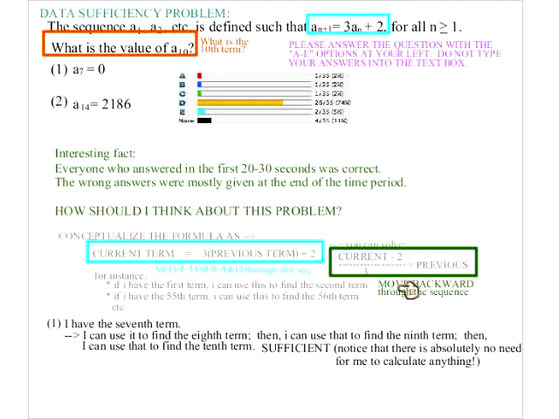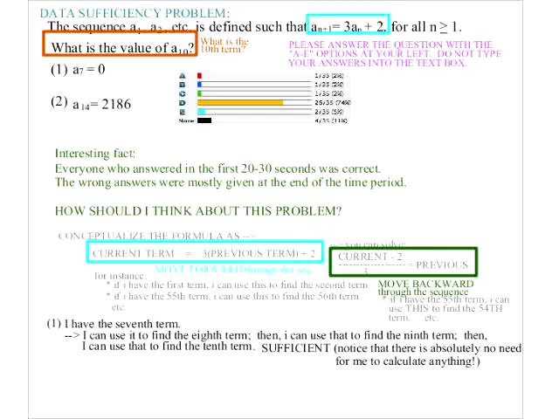Not all sequences will let you solve like this, but in this case, if you just move the 2 and move the 3 over, you can work backwards. So like if I have the 55th term, I can use this to find the 54th term. So I can work backwards through the sequence as well. Smiley face if that makes sense. Okay, looking for the smile, I'm seeing the smiley faces, that's good.